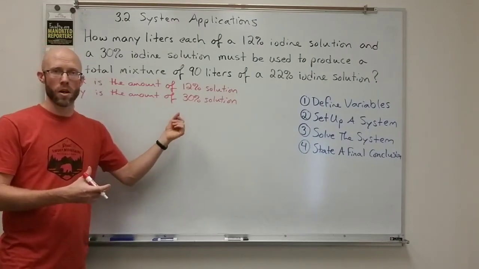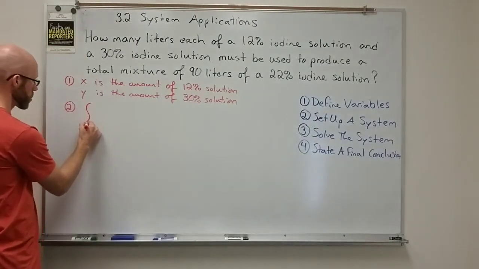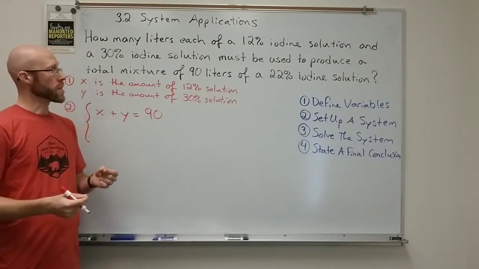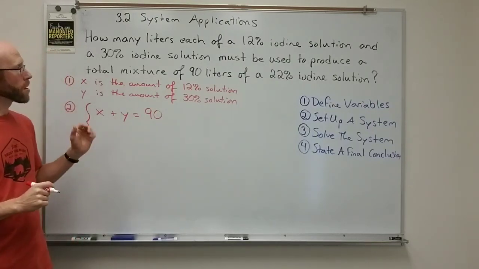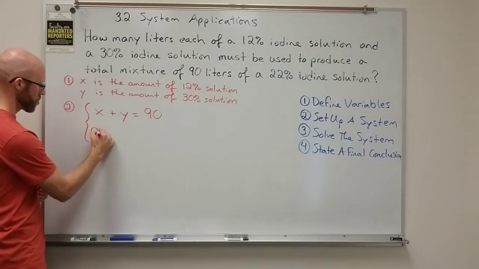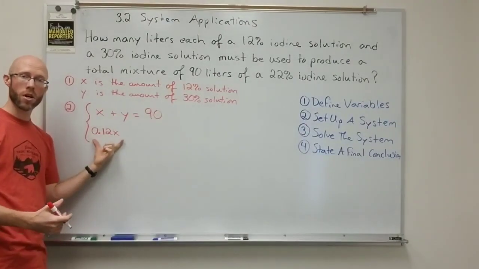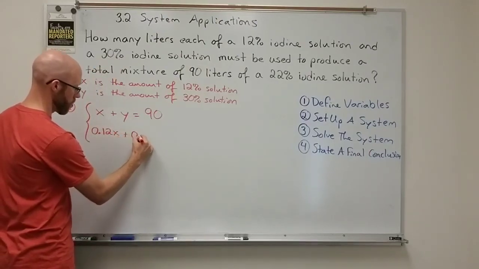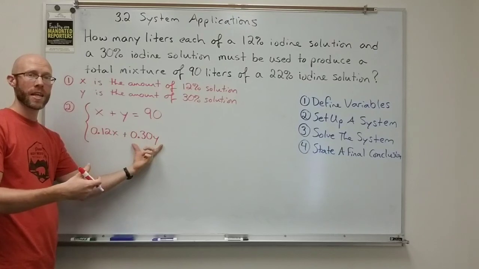Okay, and that's going to be a very similar equation in most of these applications. It was in our previous interest problem as well. So the first equation is x plus y equals 90. The second equation deals with the actual amount of iodine in the solution, not the solution itself, but the iodine in it. The amount of iodine in the first solution is 12%, right? 12% of x. So we'd say 0.12x. If you knew x and calculated 12% of it, that's how much actual iodine is in the first solution. Similarly, 0.30y, 30% of y, is the actual amount of iodine in the second solution.